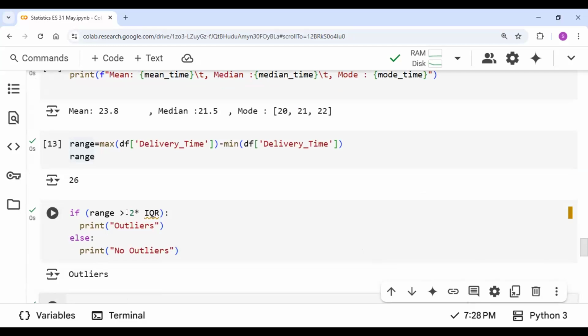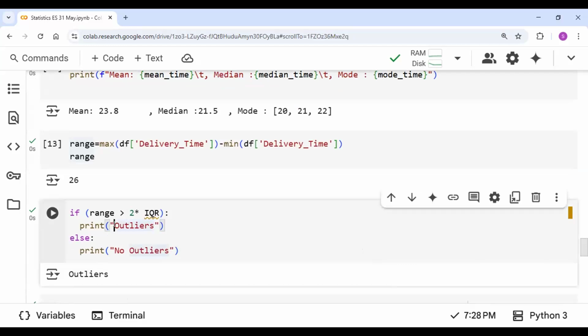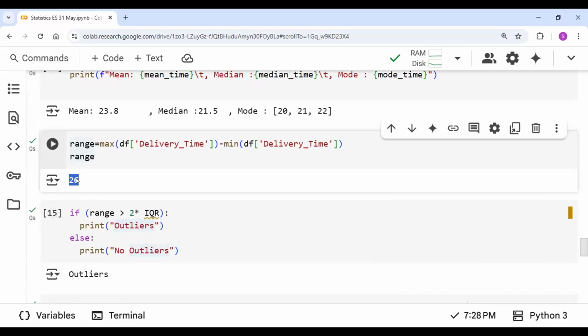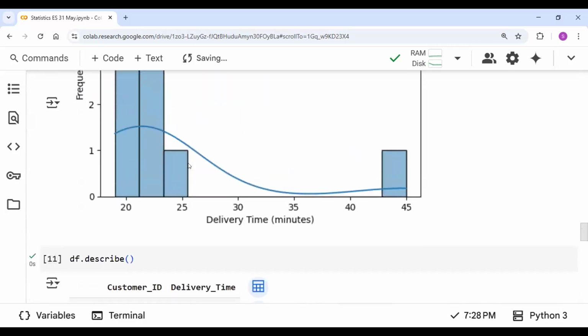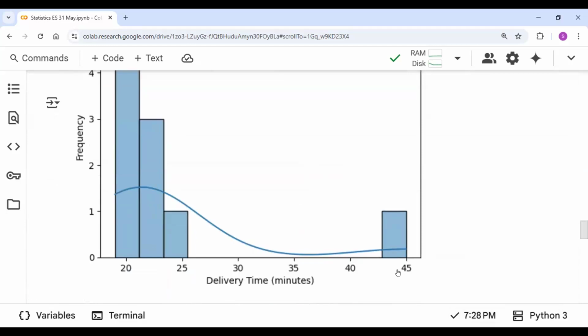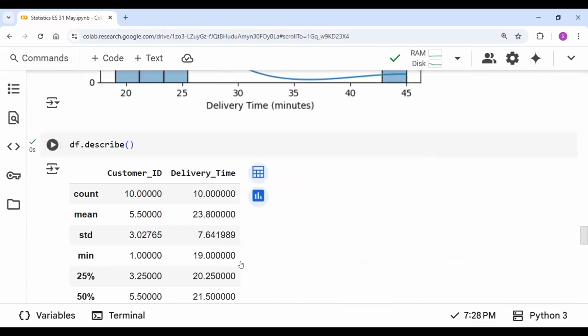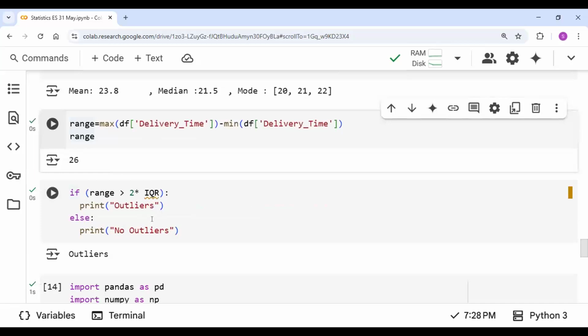That's why it is showing that the range is greater than 2 into IQR. So what is 2 into IQR? It's going to be 5, right? The range is 26. It's a large deviation. So what is making the deviation? Only one point, that is 45. It's dragging you to a larger deviation value. That's why it shows an outlier is present according to the range with the IQR. You can detect the presence of an outlier.